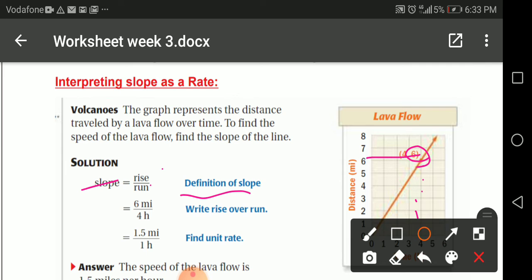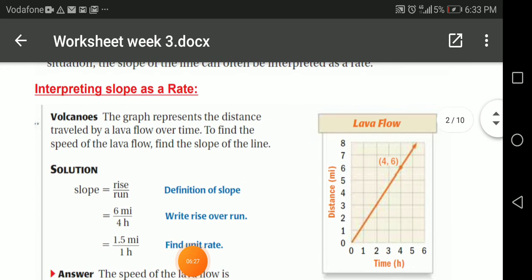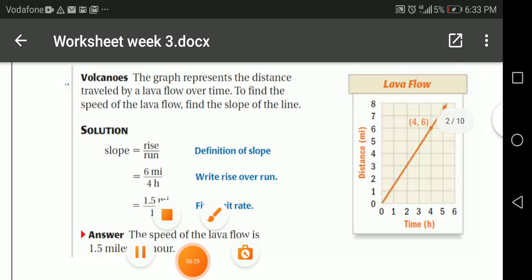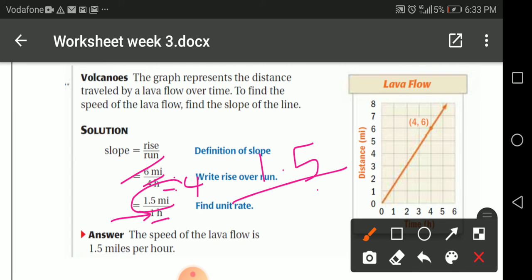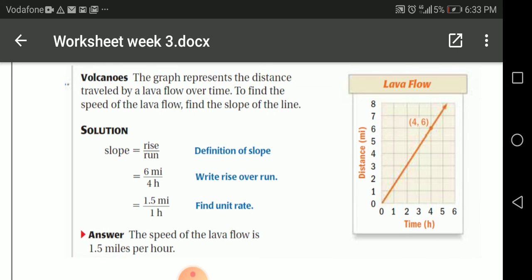So if I want to simplify it, how can I get the unit rate? Remember, the unit rate means the denominator must be 1. So divide by 4, divide by 4. 6 divided by 4 gives me 1.5, then 4 divided by 4 gives me 1. So I've got 1.5 over 1 hour. This is 1.5 miles over 1 hour. The speed of the lava flow is 1.5 miles per hour.